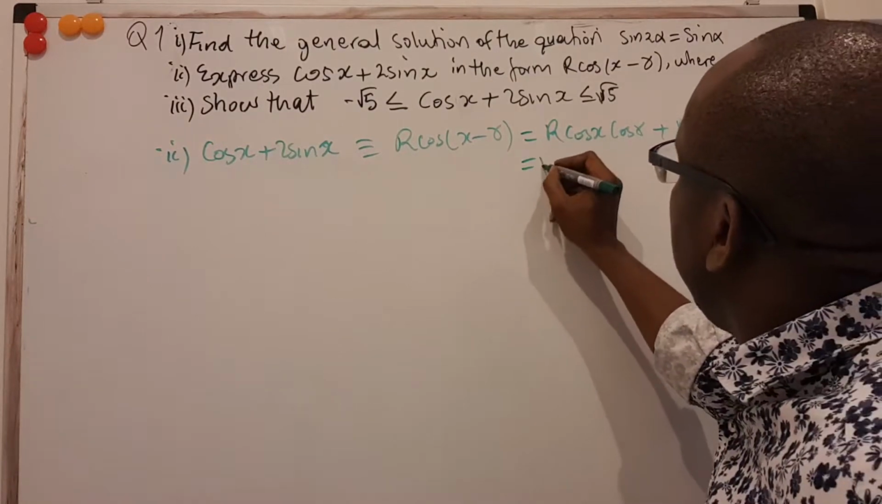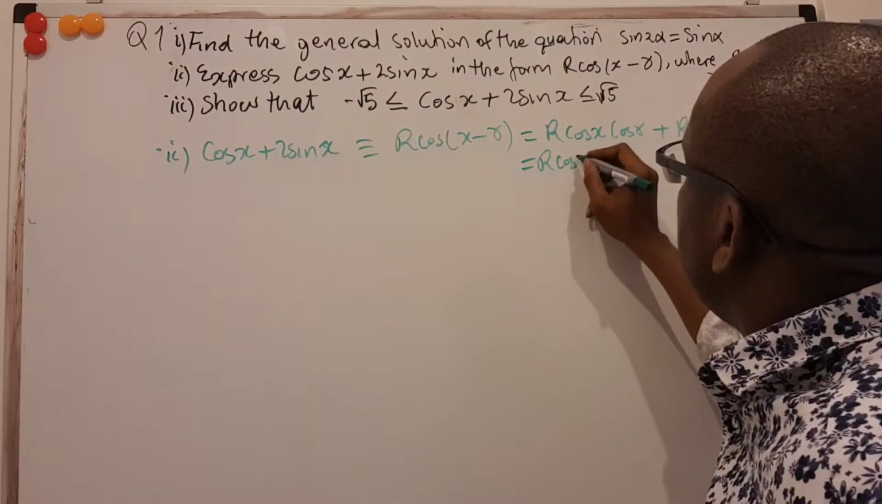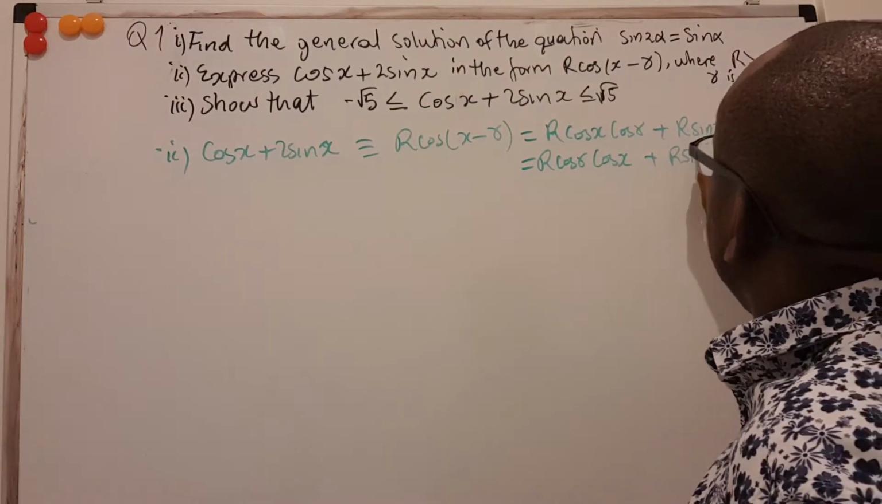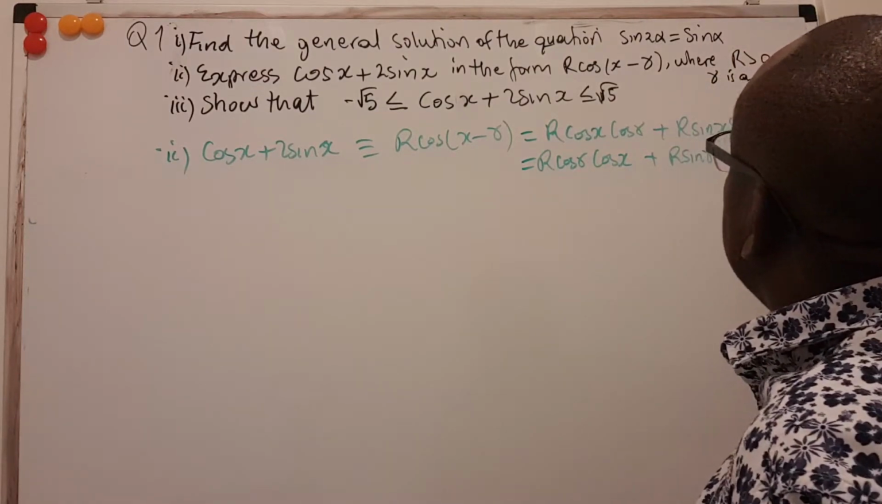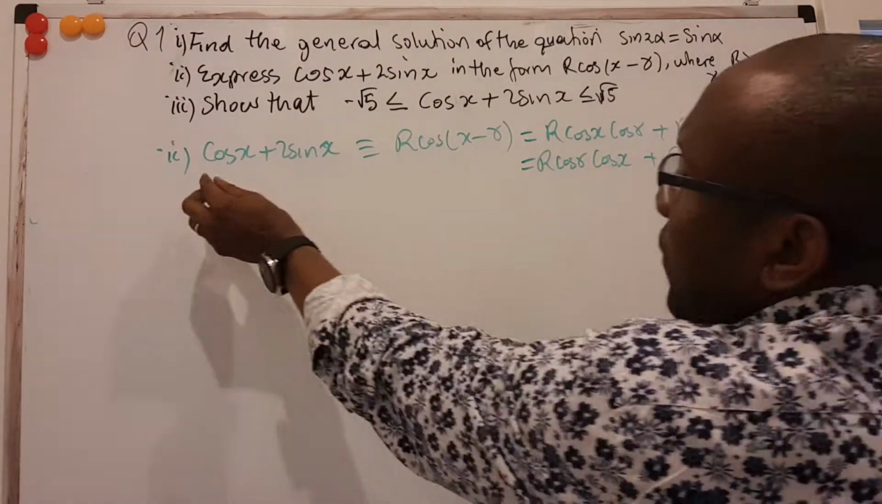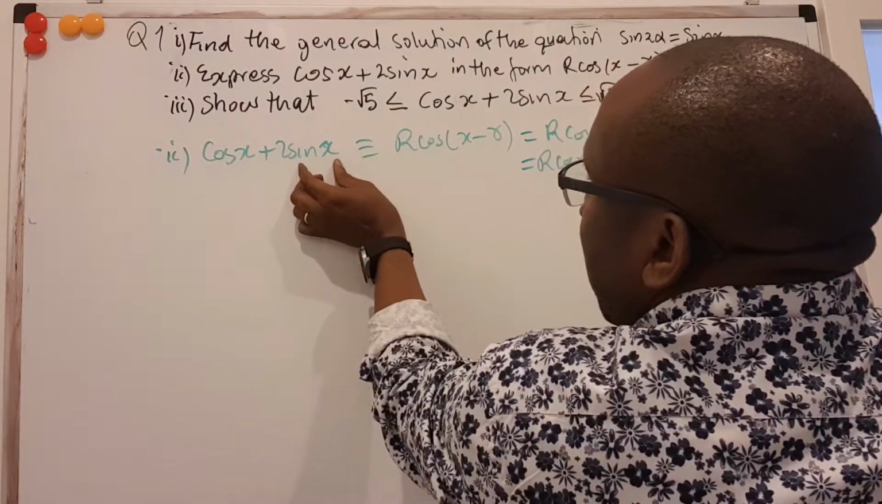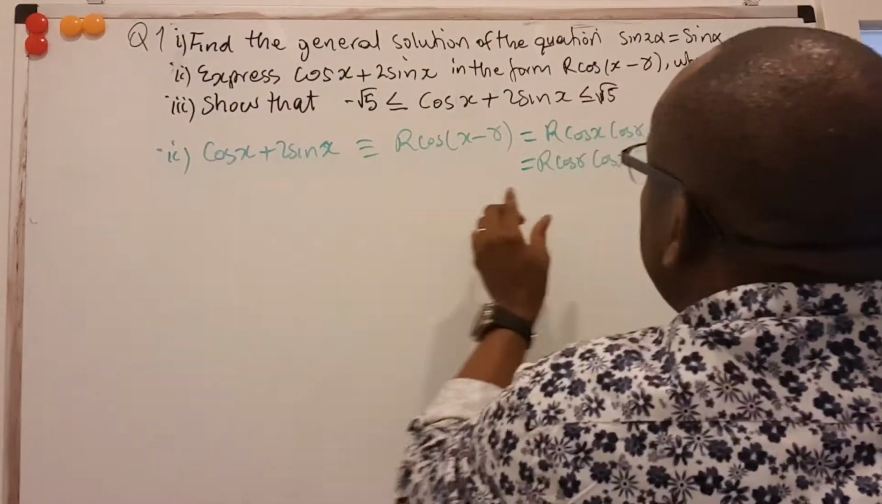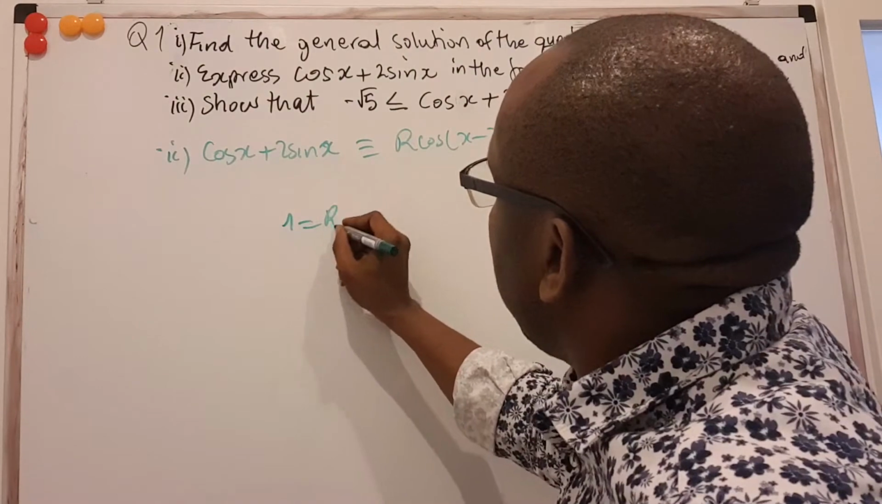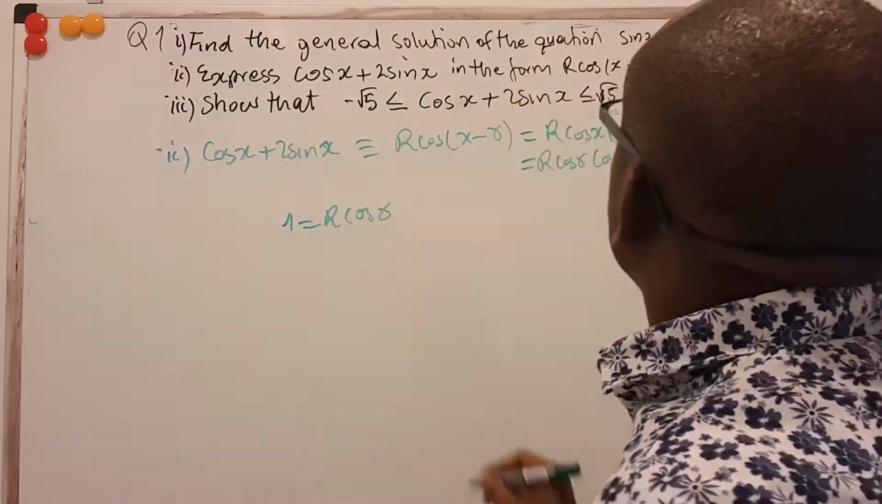So to write it neatly, I would say this is r cos gamma cos x plus r sin gamma sin x. If these two are identical, then we can equate the coefficients in front of each of these functions. Here this is 1, and that should be equal to r cos gamma. So 1 is equal to r cosine of gamma.